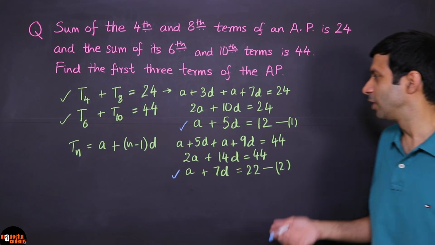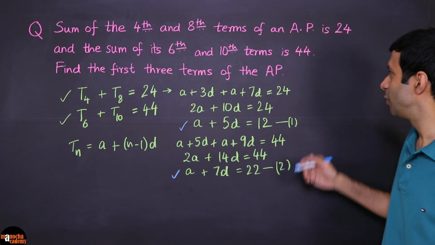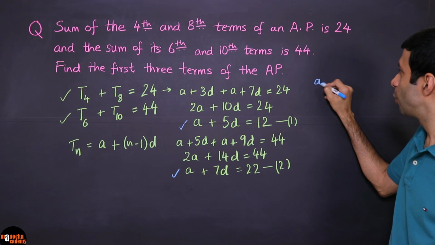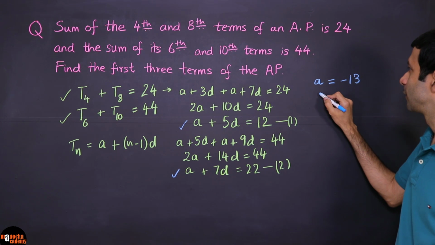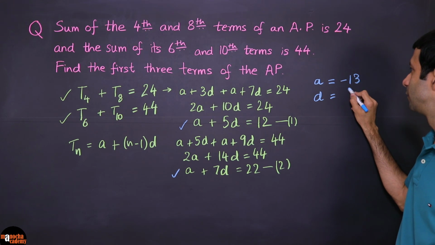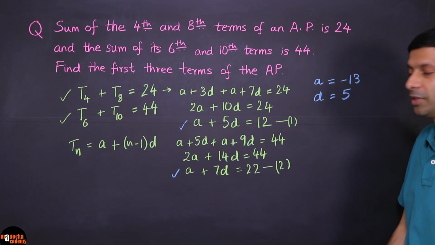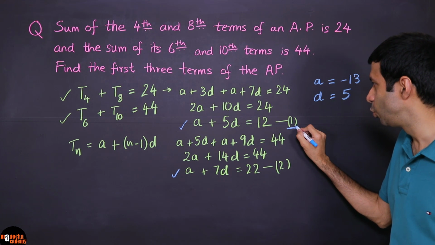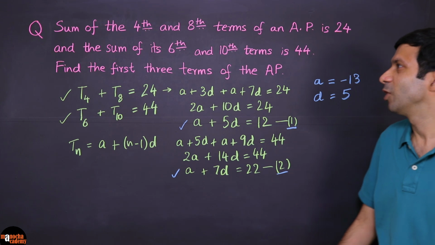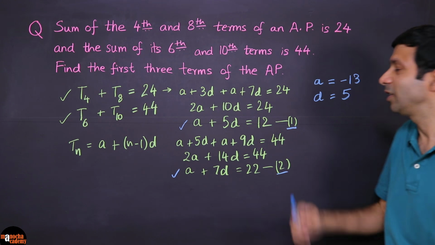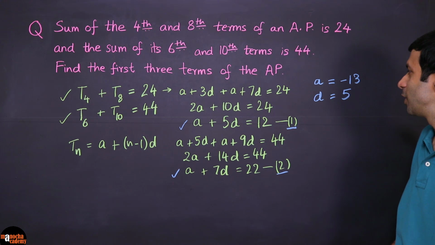I'm not going to show the solving of linear equations. You can do that. It's pretty easy. If you solve them, we are going to get A as minus 13 and D is going to be 5, the common difference D. So on solving equations 1 and 2, we get these values. And now it's pretty easy to find the first three terms of the AP. So what will be the first three terms?